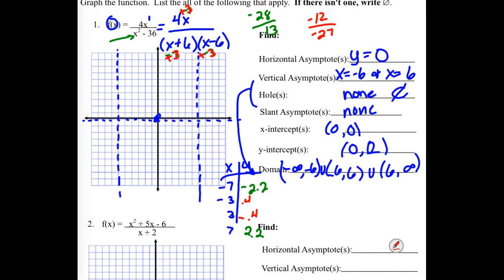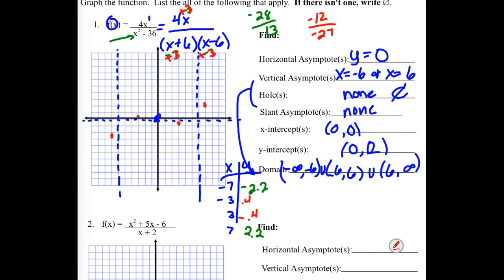All right, go ahead and plot those points. At -7, we're down a little below, at -2.2. At -3, we are up at 0.4. At positive 3, we are at negative 0.4. And at 7, we are at a little over 2. Okay, so can you picture what's happening? Can you tell where your graph branches should be?